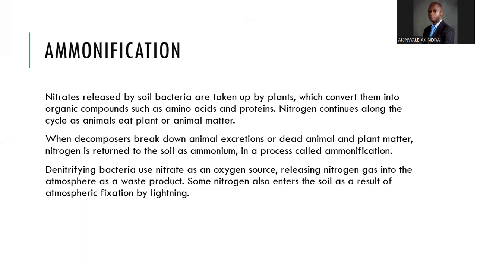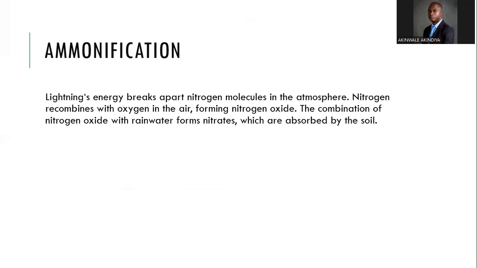So you can see how the cycle is. Some processes are releasing nitrogen. Some processes are eating up the nitrogen. Lightning energy breaks apart nitrogen molecules in the atmosphere. Nitrogen recombines with oxygen in the air, forming nitrogen oxide, that's NO or NO2. The combination of nitrogen oxide with rainwater forms nitrates, which are absorbed by the soil. Okay, great.